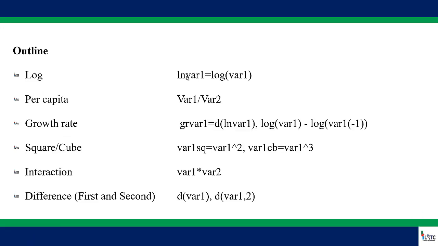genr lvar1 equals log(var1). So that's just the formula. For per capita, you have variable 1 divided by variable 2. So if your variable 1 is GDP, you have GDP divided by population if variable 2 is population.